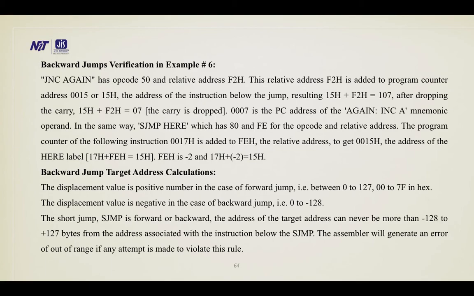Backward jump target address calculation. The displacement value is a positive number in the case of a forward jump, that is 0 to 127, or 00 to 7FH in hex. The displacement value is negative in the case of a backward jump, that is 0 to -128. The short jump SJMP is forward or backward. The target address can never be more than -128 to +127 bytes from the address of the instruction below the SJMP. The assembler will generate an out of range error if any attempt is made to violate this rule.